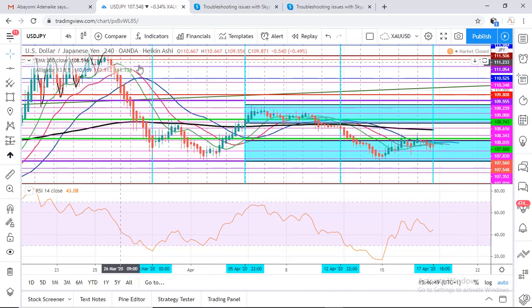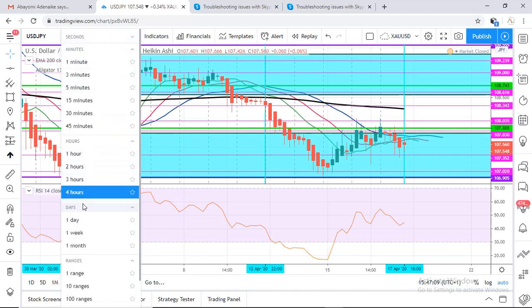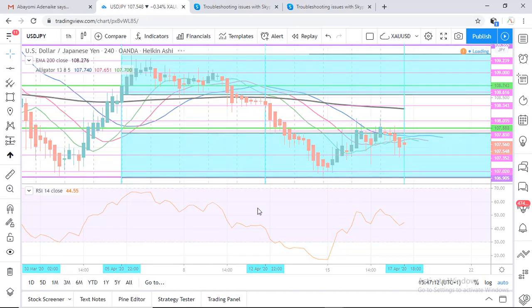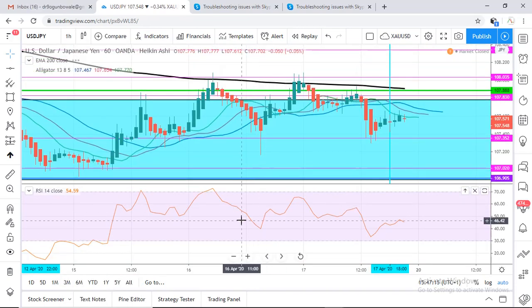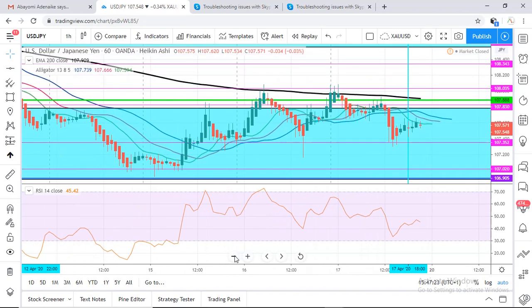So if I want to enlarge USD JPY, this is 4 hour. Even at 4 hour crossing, and this will be an exit point. So let me go to 1 hour candle on that. This is 1 hour candle. So it bought and we exited around this area.